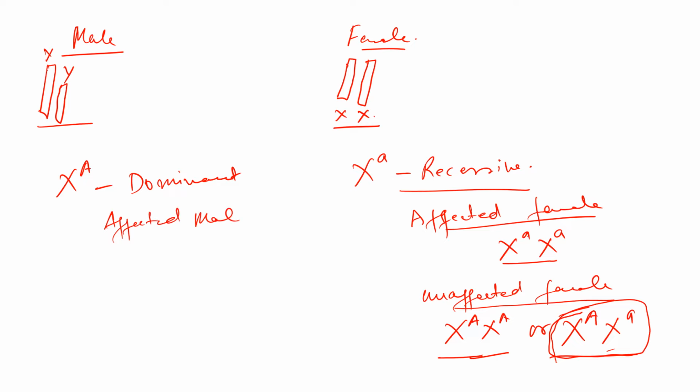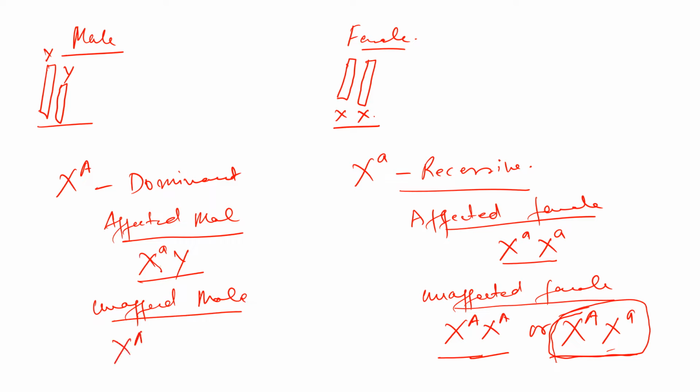Whereas for males, males who have this recessive allele will be affected, as this allele will express itself since males have only one X chromosome. This will be affected, whereas the male who has the dominant allele will be unaffected. This male will be affected, this male will be unaffected.